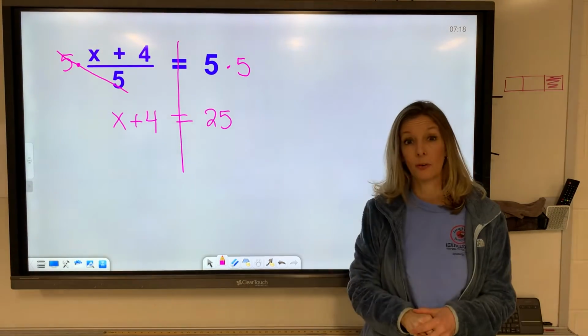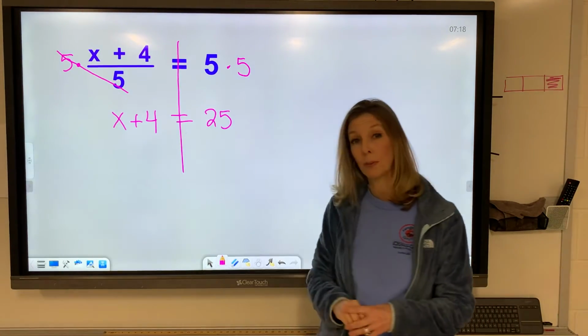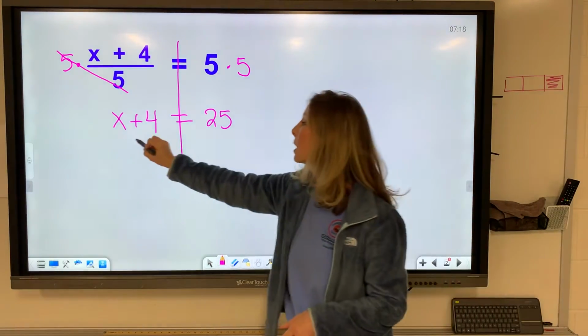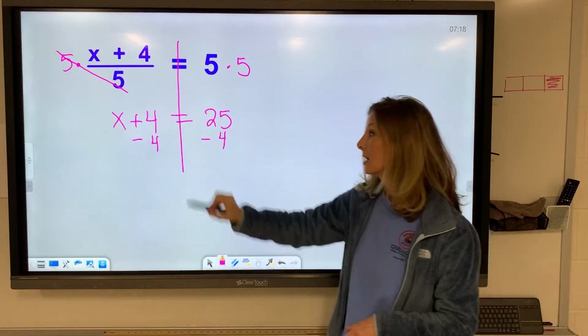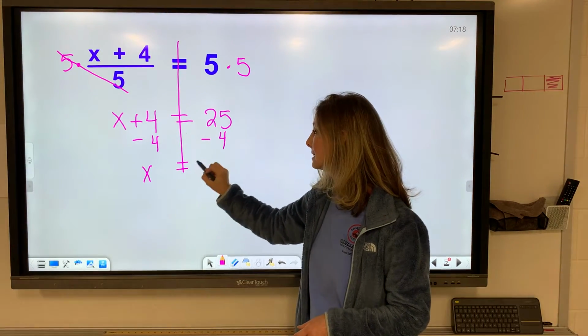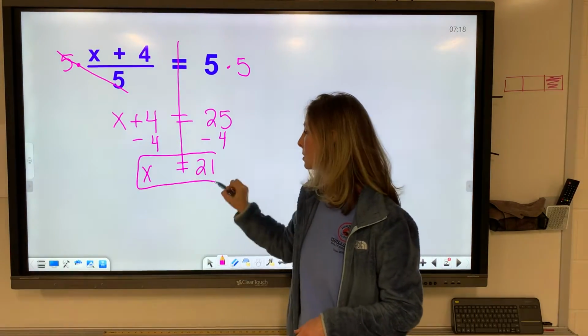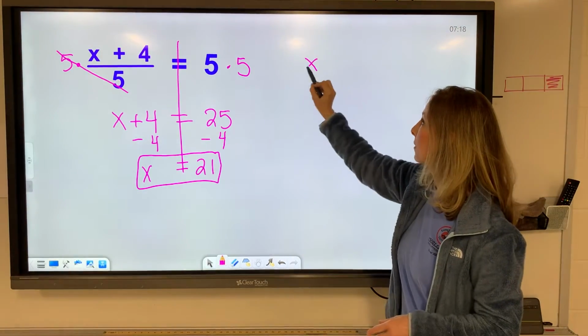And now you can see, hopefully, that we're at a very simple one-step equation. The inverse operation of plus 4 is minus 4. Do it to this side as well. My 4's cancel each other out, and I have x is equal to 21. Now, as I mentioned, we could solve this problem another way.